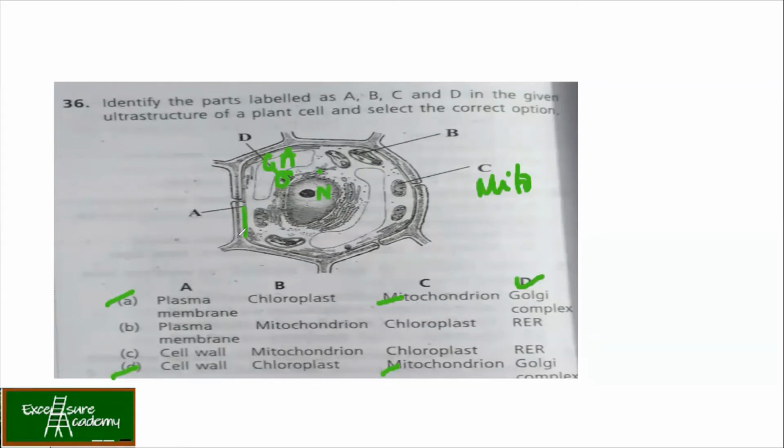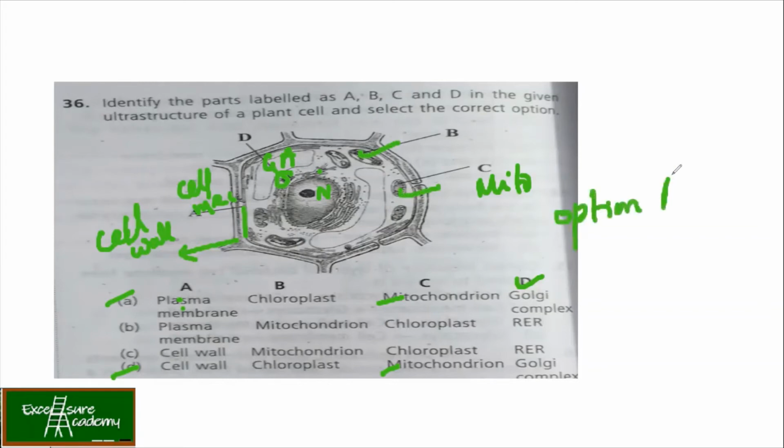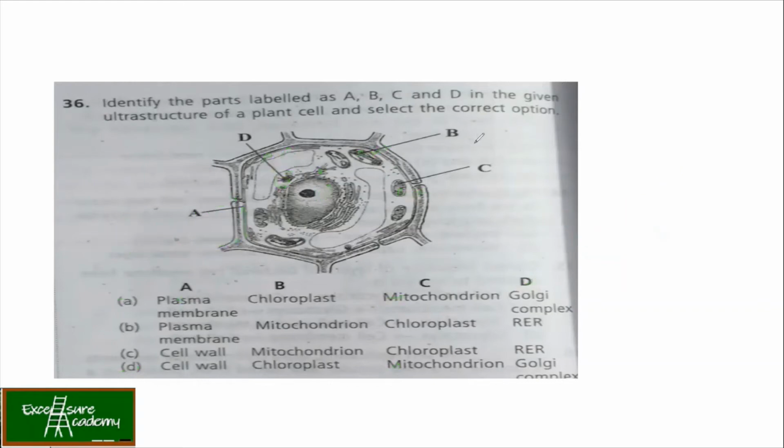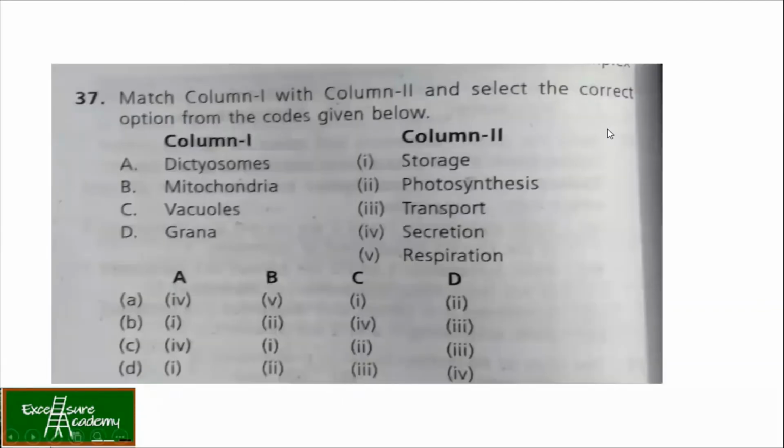Since it's a plant cell, of course this is going to be the cell wall, and below the cell wall you have got the cell membrane. So A is cell membrane, B is your chloroplast, C is mitochondria, and D is Golgi apparatus. So here your option A is the correct answer. So such questions are only for the practice, because I don't think these questions will come for your exams. Moving on to the next.